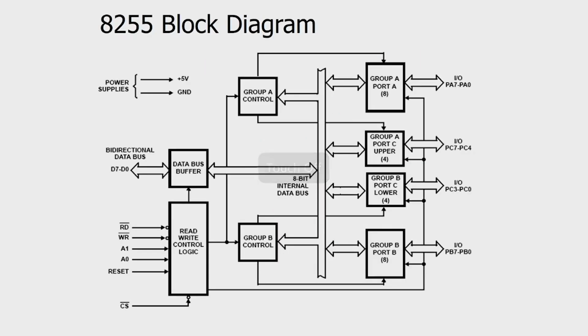If you take the block diagram of this 8255, as I have told, there are 3 ports: port A, port B and port C. But port C is again divided into 2 sub ports, called port C upper and port C lower. Port C upper is PC7 to PC4, port C lower is PC3 to PC0. These two are called group A, and these two are called group B.